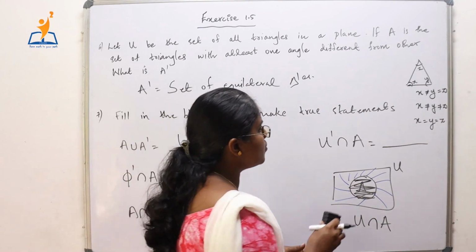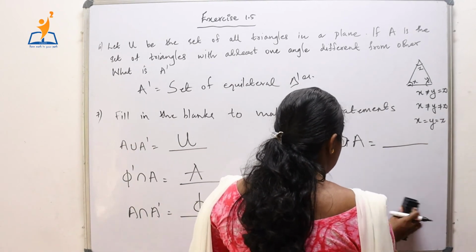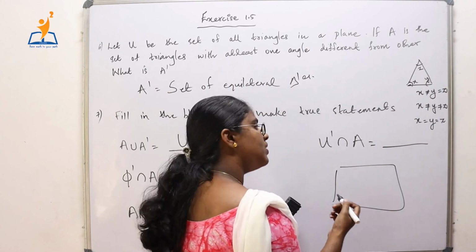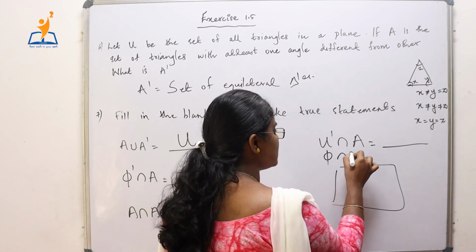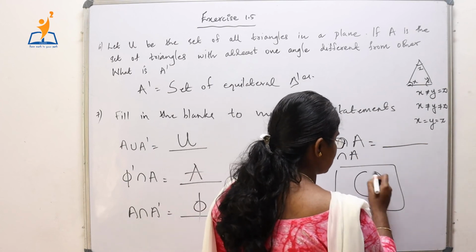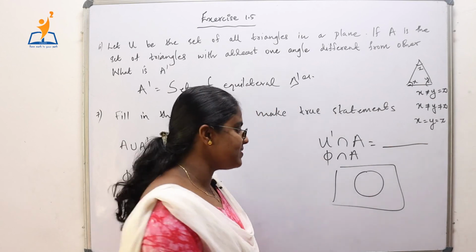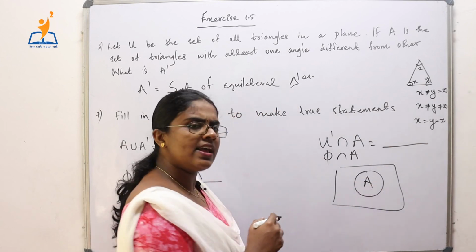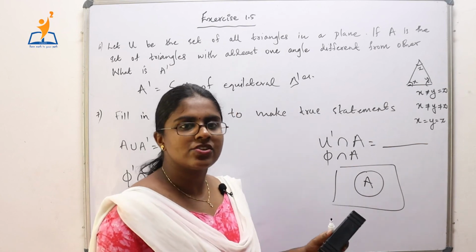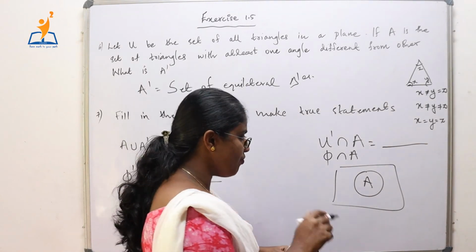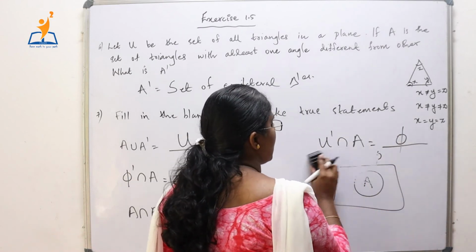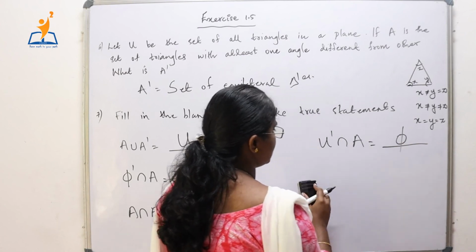Now, what is U complement intersection A? U complement, this is U, right? What is the complement of U? It is simply phi. So, the question changes to phi intersection A, which means empty set intersection A. Empty set contains nothing and A contains some elements, may or may not be, but what will be the intersection of empty set and any set? Of course, it is empty. So, the answer for this question is also null set, that is empty set.